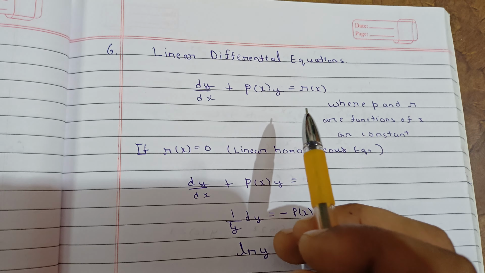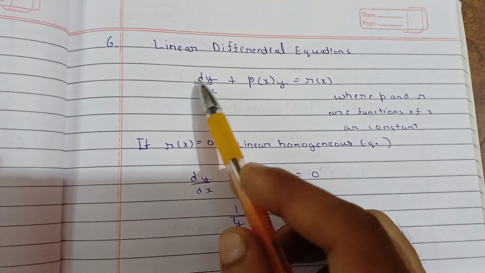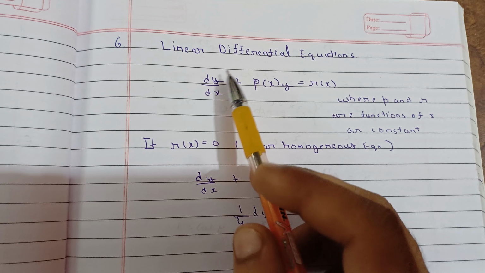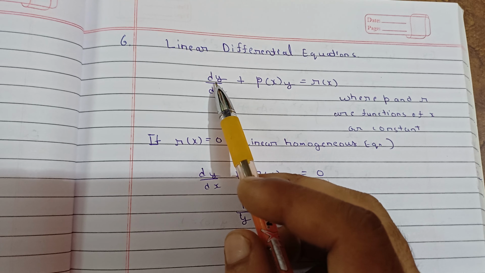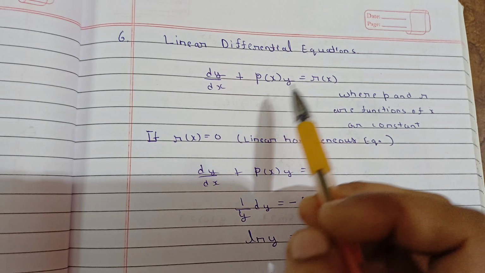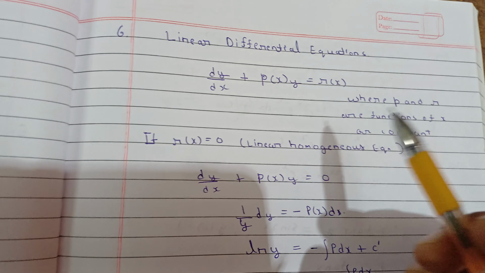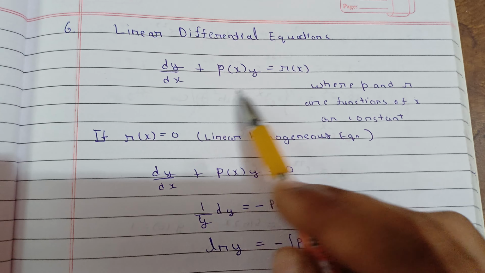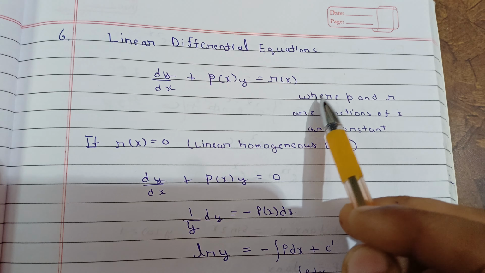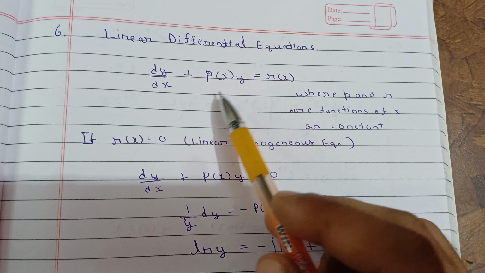So what are linear differential equations? I already told you, when there is no multiplication with y and dy by dx, and you have the maximum power of this as 1, even if it is second order, then the maximum power should be 1. So that will be linear differential equations. And all these terms should have power 1. So this kind of equation you will call a linear differential equation, and we will see the solution of the same, where P and R are functions of x or constants. So P and R, either they will be functions of x or constants.